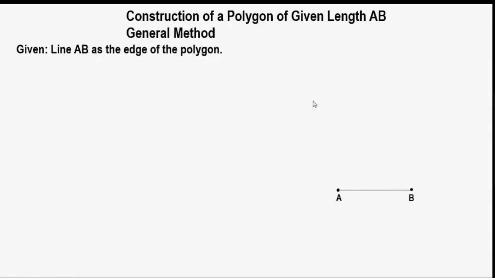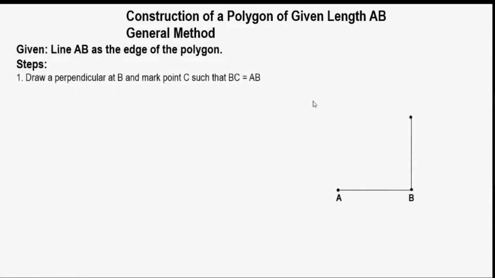Now, a general method. This you must have studied, I am sure, in your school, but still just a revision. So AB is the edge of the polygon. Draw a perpendicular at B and mark a point C such that BC is equal to AB. So the length of the perpendicular at point B is equal to the length of the edge of the polygon, that is AB. This is the first step.